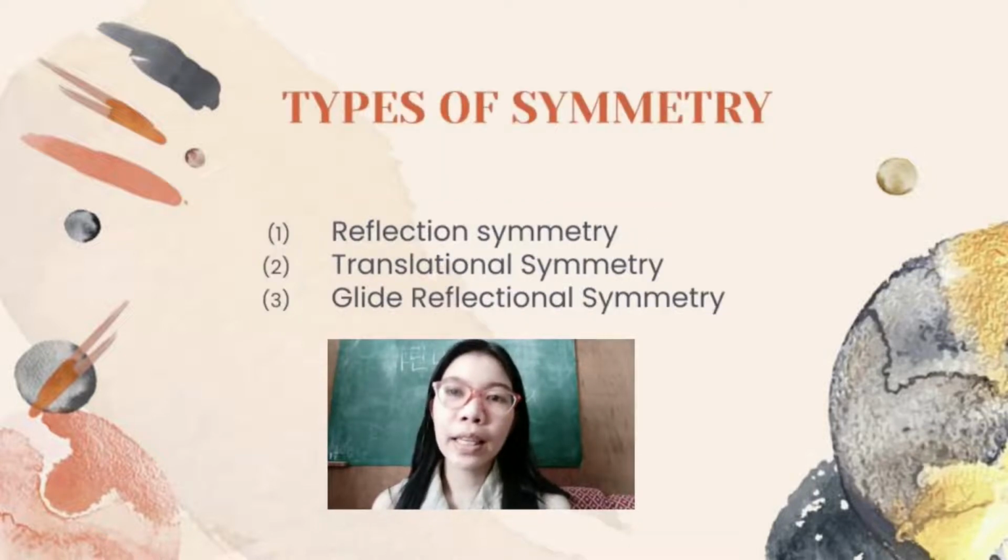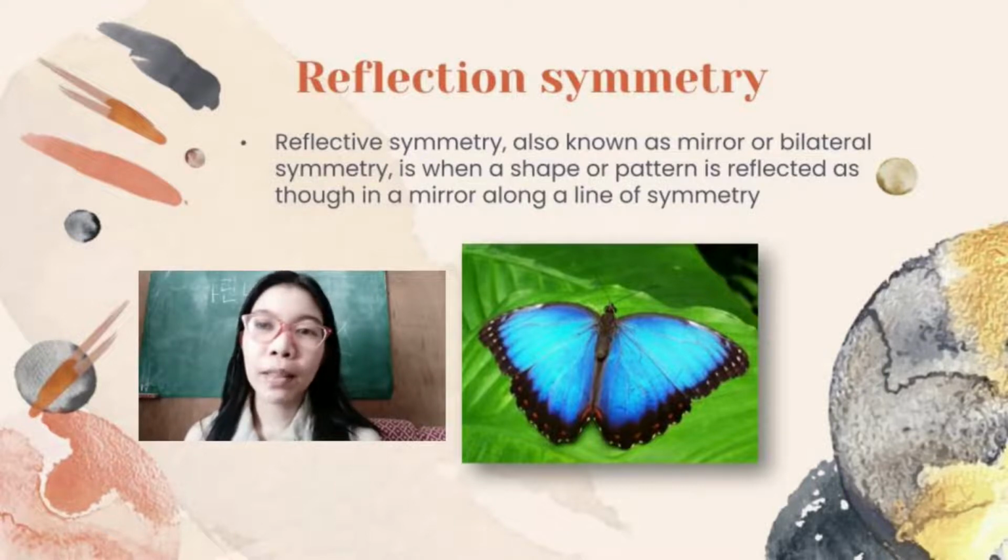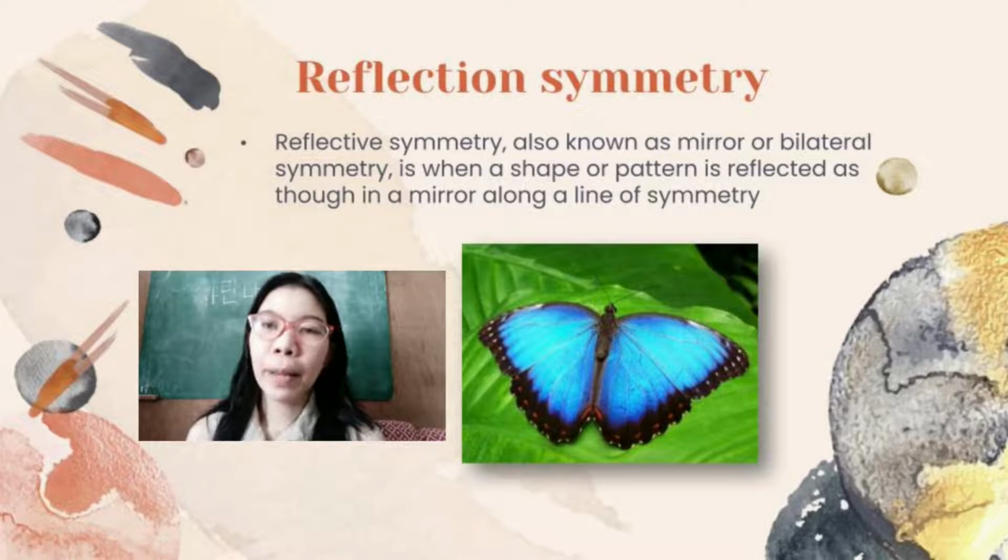So we have here the three types of symmetry. First is reflection symmetry. Reflective symmetry, also known as mirror or bilateral symmetry, is when a shape or pattern is reflected as true in a mirror along a line of symmetry. For example, remember the butterfly. The design of its wings is an example of symmetrical balance found in nature, where all of the opposing shapes and colors are counterparts of one another and are in perfect proportion. And such near-perfect symmetry has always been considered as aesthetically pleasing. It gives a feeling of stability of form and structure, but also a piece of harmony.